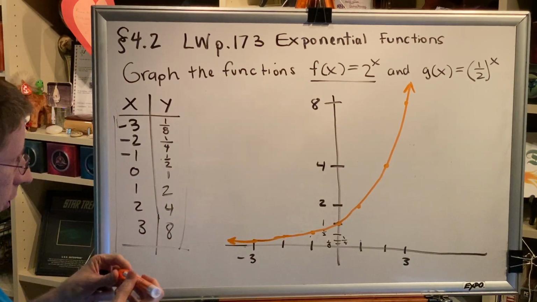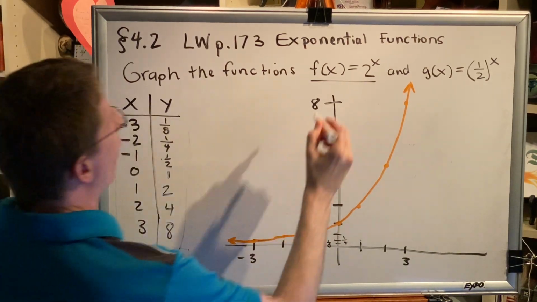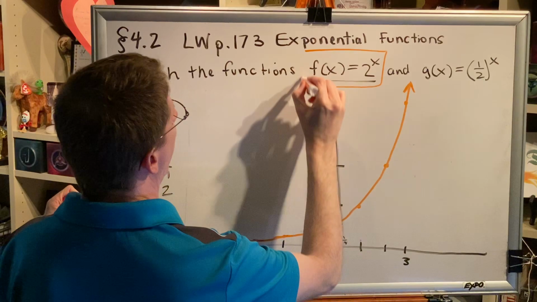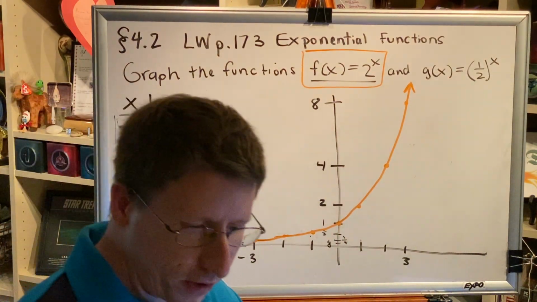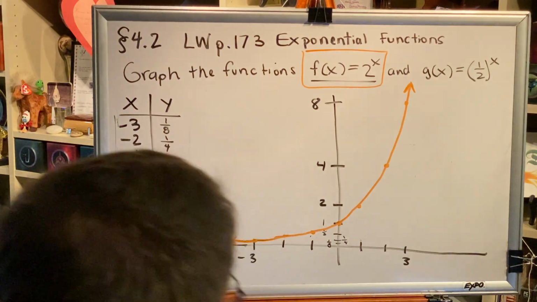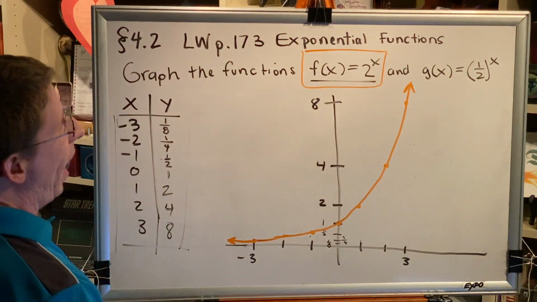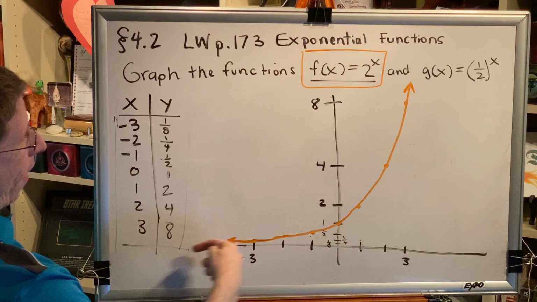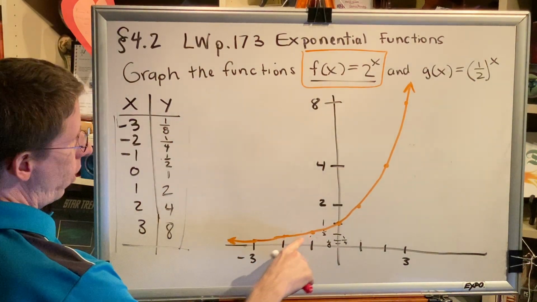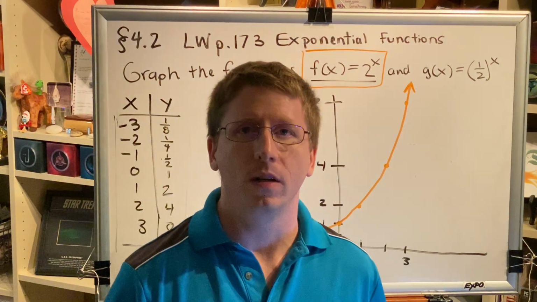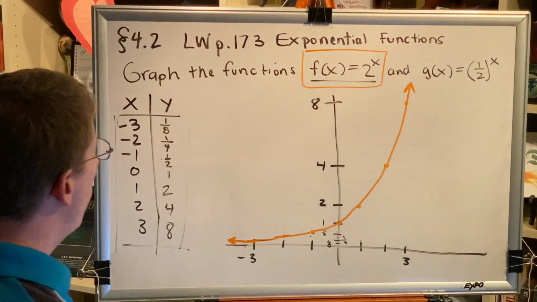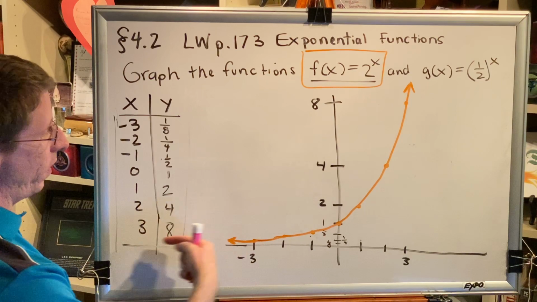And this is what our graph looks like for our function f of x equals 2 to the x power. Now I want you to notice something about this graph before we move on to our other equation. As we travel from right to left along the graph, this orange curve is getting closer and closer and closer to the x-axis. But will it ever reach it?